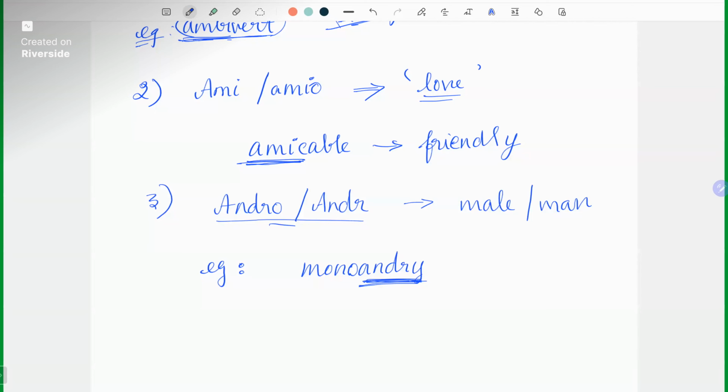What is monoandry? Monoandry, polyandry. Monoandry is a woman with one husband. Polyandry is a woman with more than one husband. That is the meaning. We use andry to denote a male.